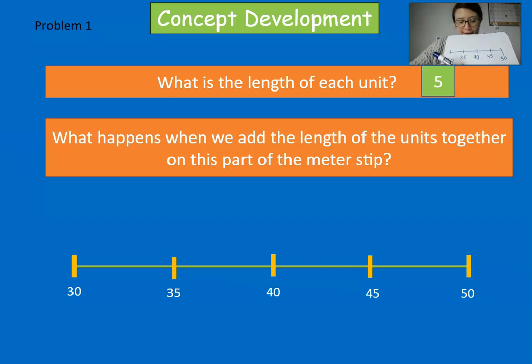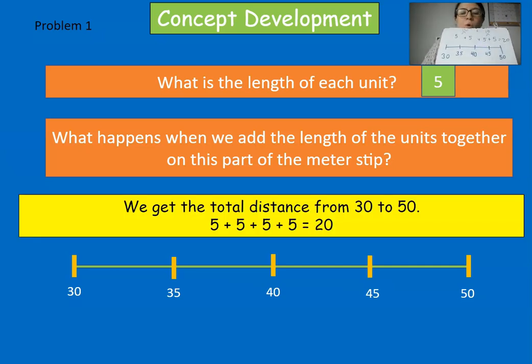You can do that by adding all of the parts together. I have 5 plus 5 plus 5 plus 5. If I add my add-ins, equals 20. The total distance from 30 to 50 is 20. So we can use number lines of various lengths to find the difference between two numbers. And this is just one way to do that.